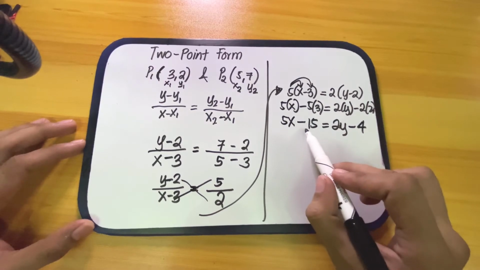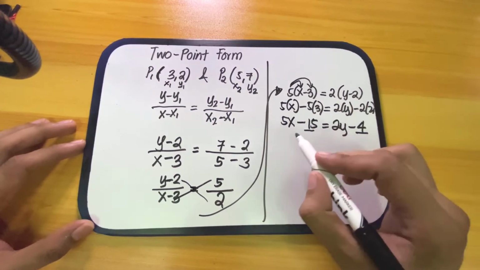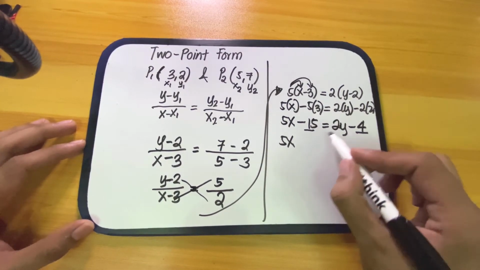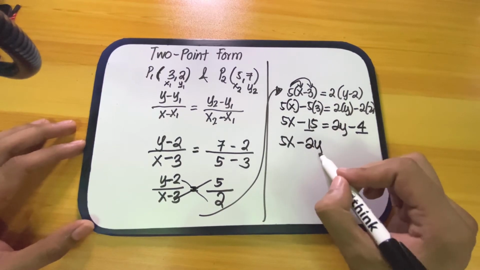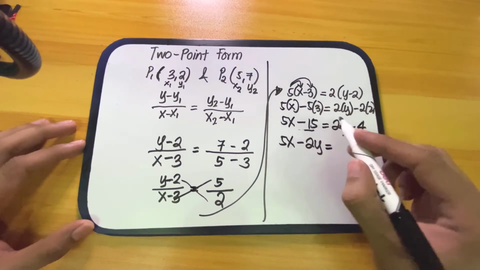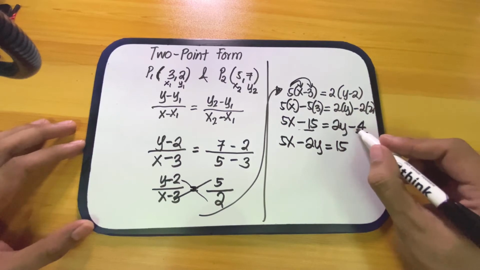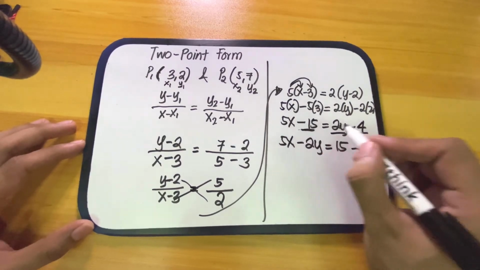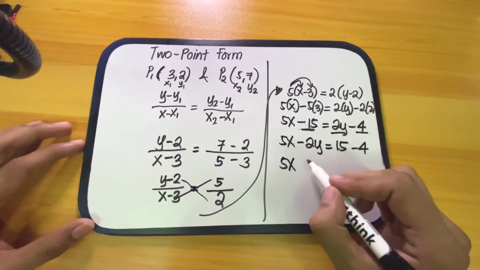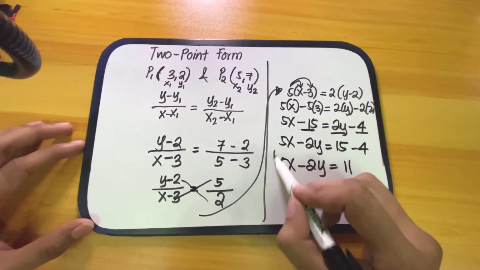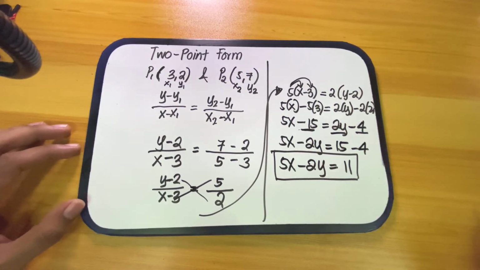Now if you notice, we have constants here. So first thing to do is copy 5x, then this 2y transpose to the other side will become minus 2y. So from positive to negative. Okay, equals, here your minus 15 will become positive 15. Then copy minus 4. Okay, so these are the two terms that will be interchanged. Then copy 5x minus 2y, equals 15 minus 4 is 11. So you now have this standard form of linear equation using the 2-point form.